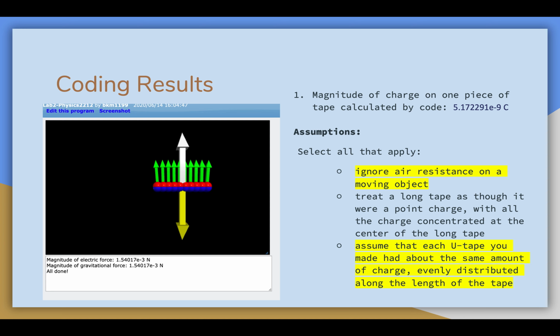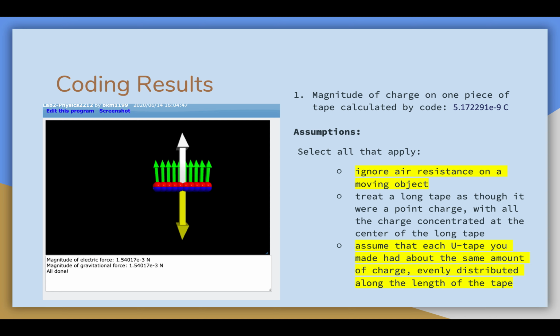So the white arrow is a summation of all of the green arrows, and the green arrows are basically the forces that are allowing the top tape, which is the red, to float. So the white arrow in sum represents the electric force. The yellow arrow represents the gravitational force, and the blue balls are the bottom of the base tape. And as you can see, there's my magnitude of charge, and this was done by adjusting the calculated Q.